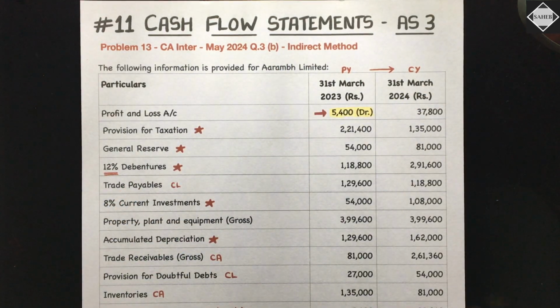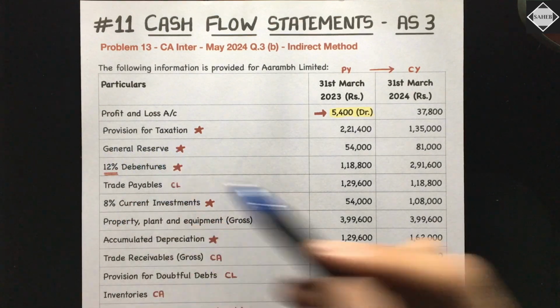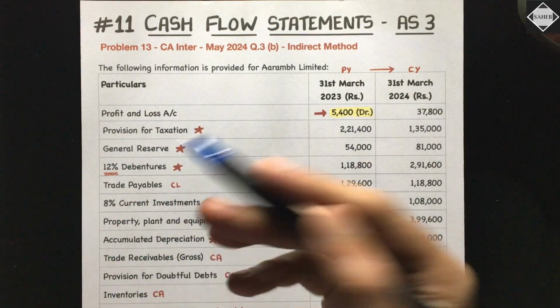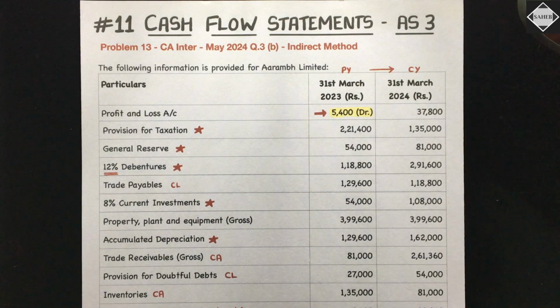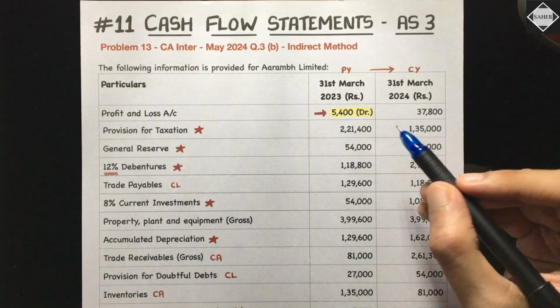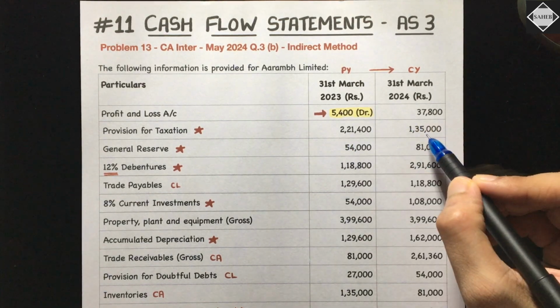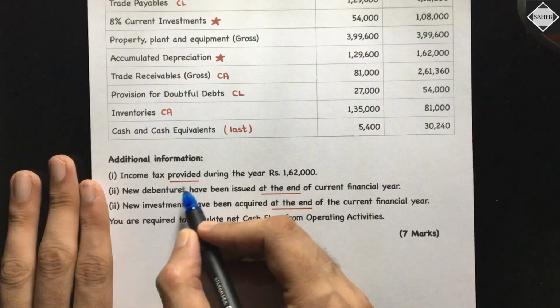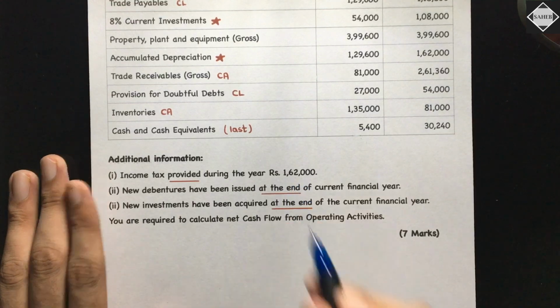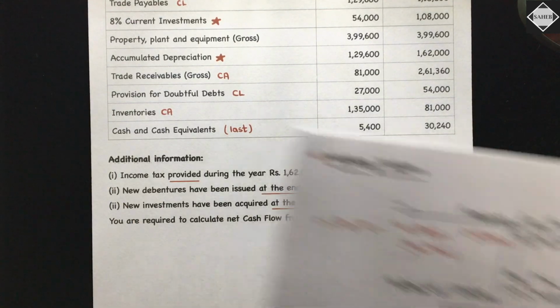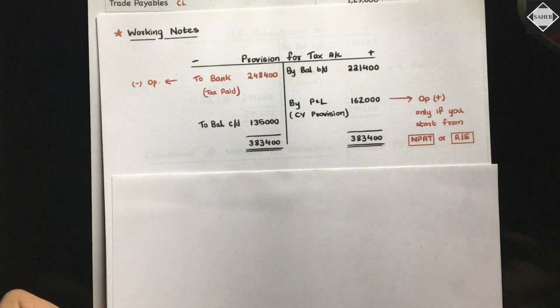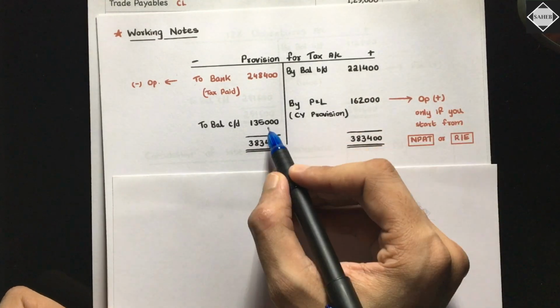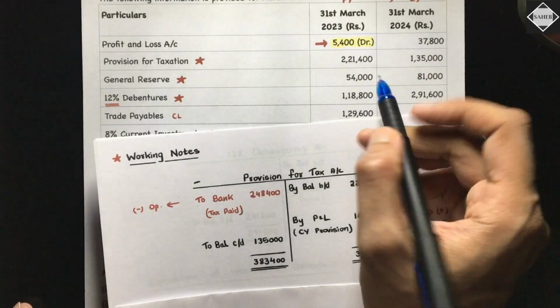Then see, we have provision for taxation. You all know, whenever there is provision for taxation, we always open a ledger account, because mostly there will be some kind of adjustment regarding that. So see here, the opening balance is 2,21,400, and the closing balance is 1,35,000. And then in the additional information, they have said income tax provided during the year 1,62,000. Now see the ledger account. It's really simple. Provision for tax, opening balance 2,21,400, closing balance 1,35,000, as given in the question.